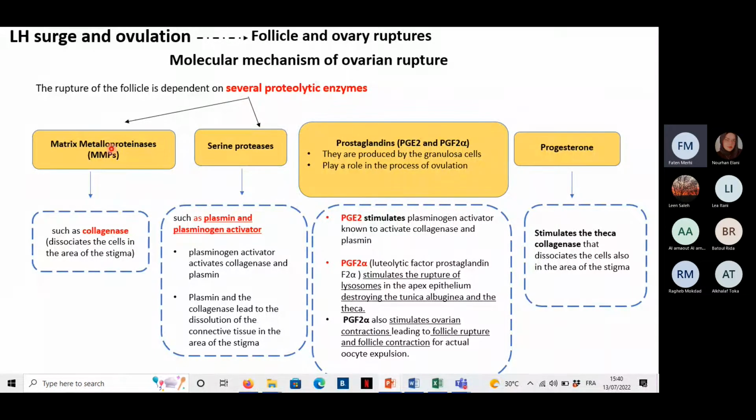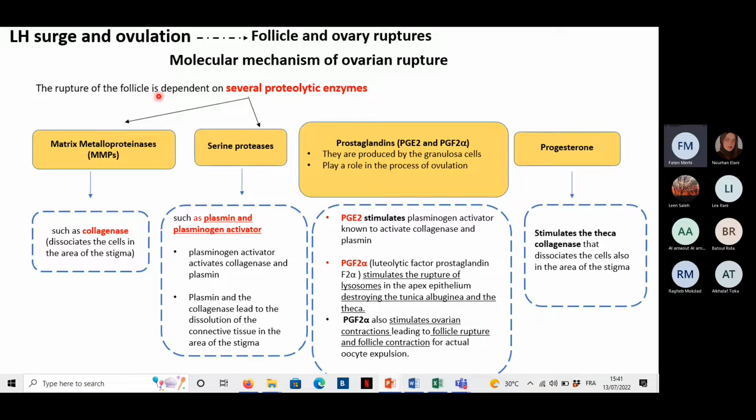Those enzymes are some matrix metalloproteinases. We have some serine proteases. We will talk about them. We have the prostaglandins, and we have the progesterone. The progesterone is not an enzyme, but it will induce the production of enzymes. And the prostaglandins also are not enzymes, but they will stimulate the production of some enzymes.